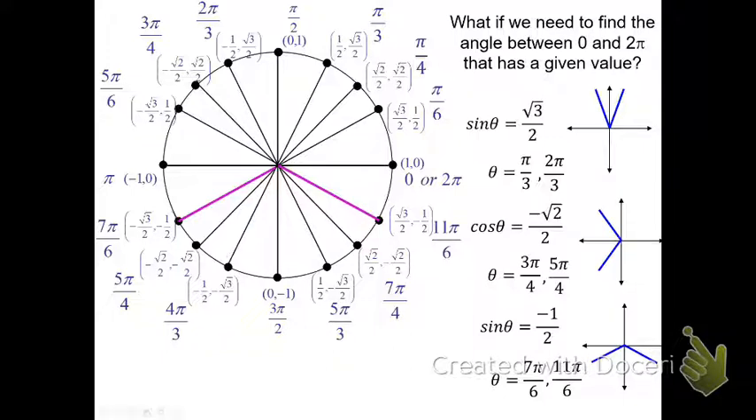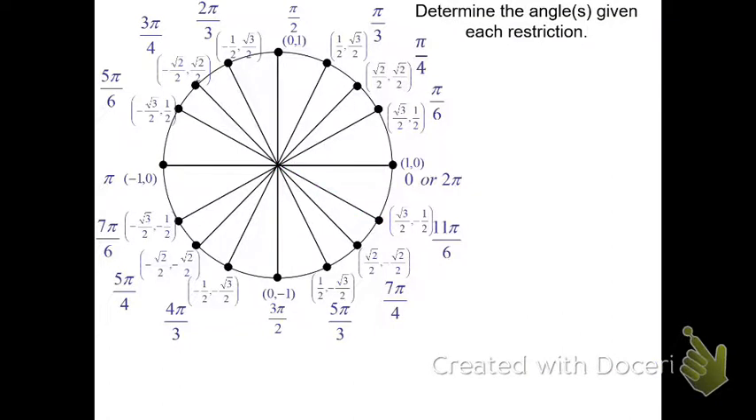Now we're not always going to look between 0 and 2 pi. Sometimes we're going to have what we call restrictions. Let's look at a few of these examples. Let's find where the sine of theta is 0, but this time instead of looking between 0 and 2 pi, we're going to look at where theta is greater than or equal to 0, but less than pi. Well, where does that mean?